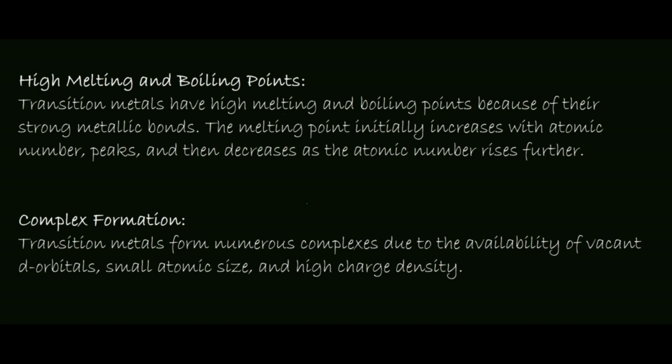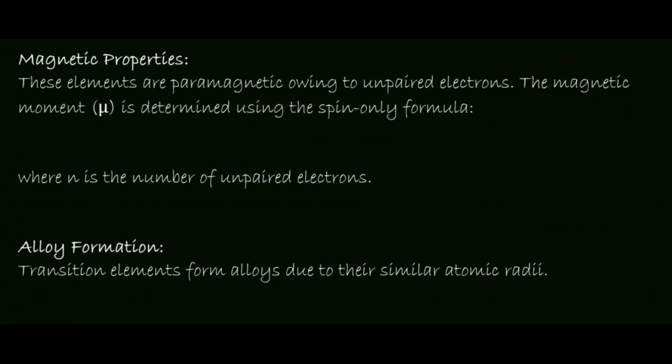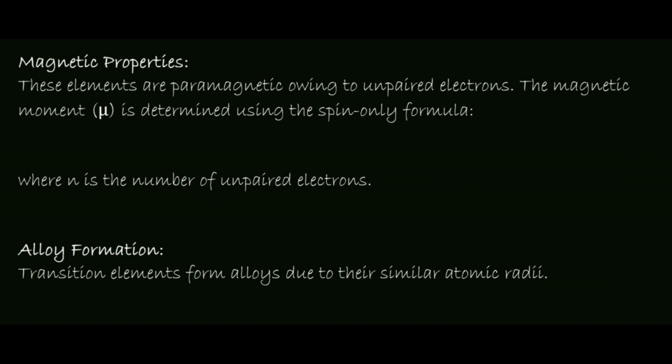Because of strong metallic properties, melting point initially increases with atomic number, reaches a peak, and then decreases as the atomic number increases. And complex formation, of course, we have seen that in coordination complexes as well, because of the availability of vacant orbitals, so that the ligands will come and give electrons to form the coordinate bond.